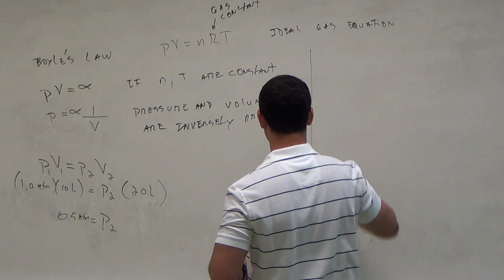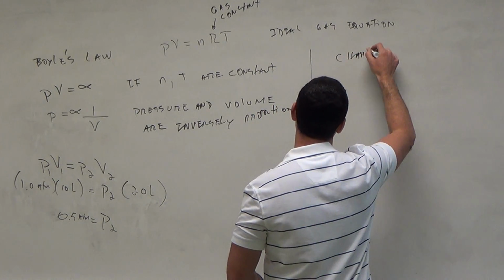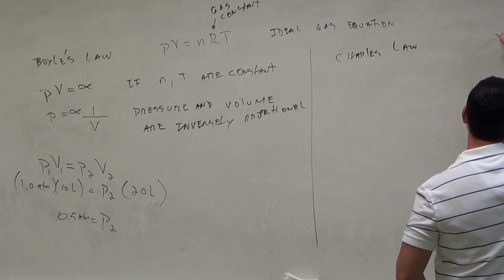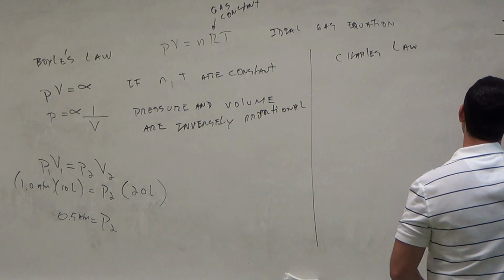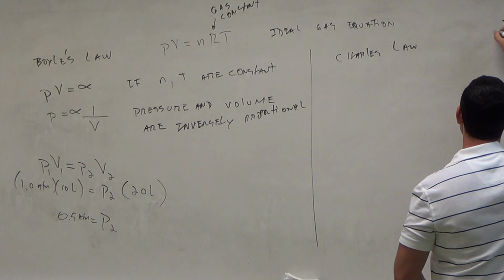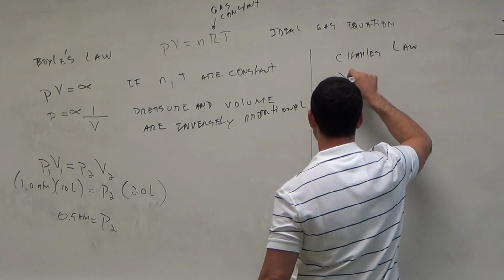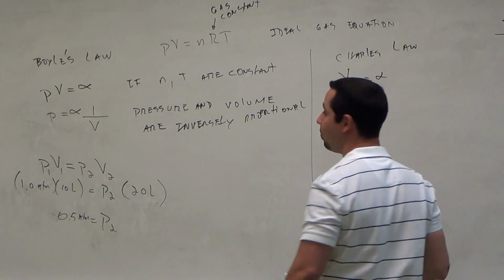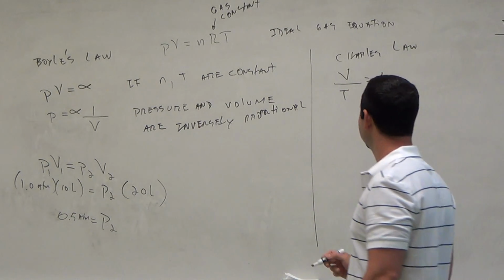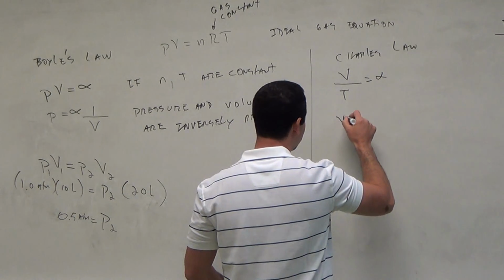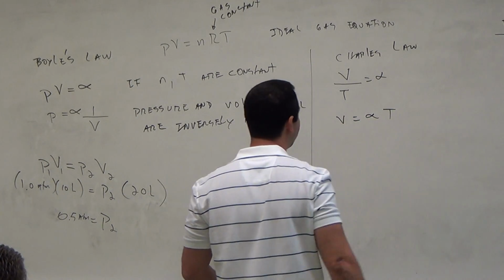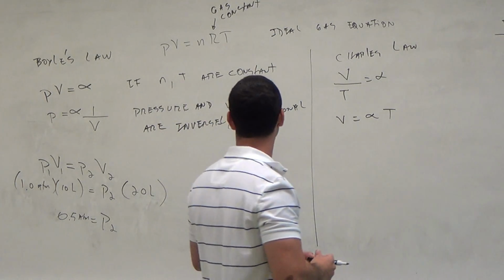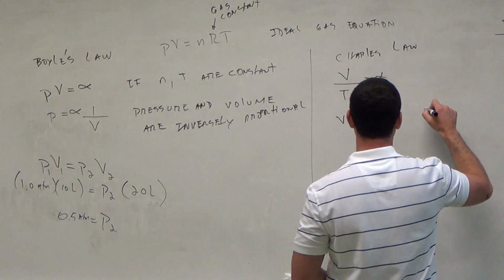Then Charles. Which one is Charles' law? We did Boyle's. Charles is V over T, the volume divided by T is equal to a proportionality constant. So if I solve for it, the volume and the temperature are what? Directly proportional. They are directly proportional.